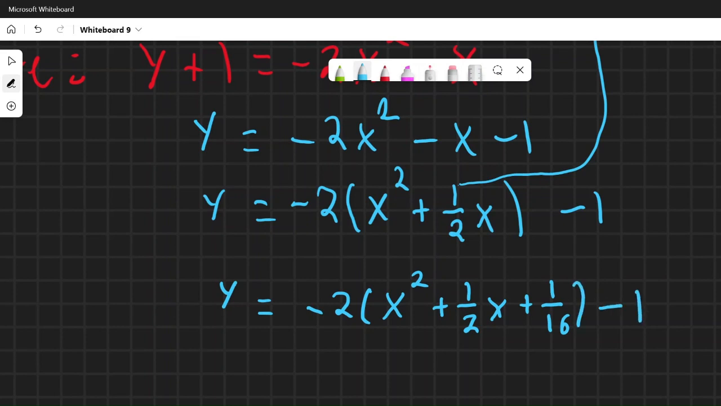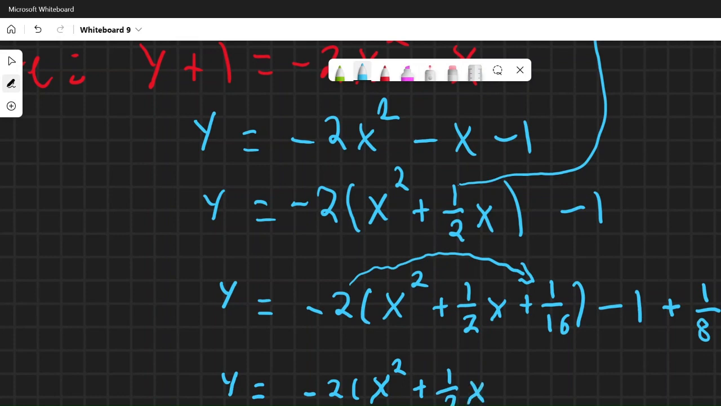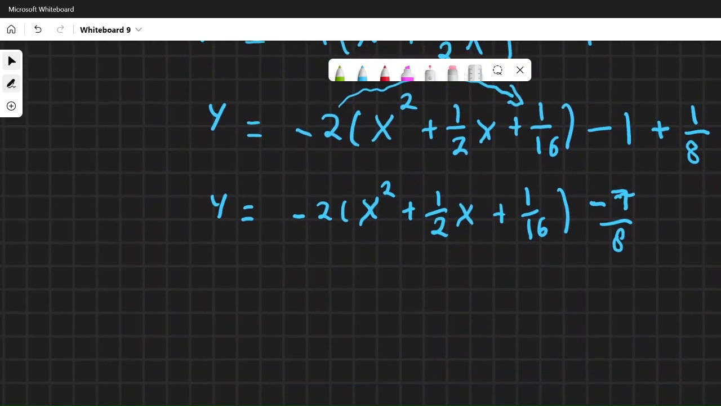Then we subtract our 1, and now we have to balance this. We just added 1/16, but this 1/16 is multiplied by negative 2, so now we have to add 2/16, or 1/8. So now we have y equals negative 2 x squared plus 1/2 x plus 1/16, and then negative 1 plus 1/8 would be negative 7/8. Now finally we factor this perfect square trinomial.